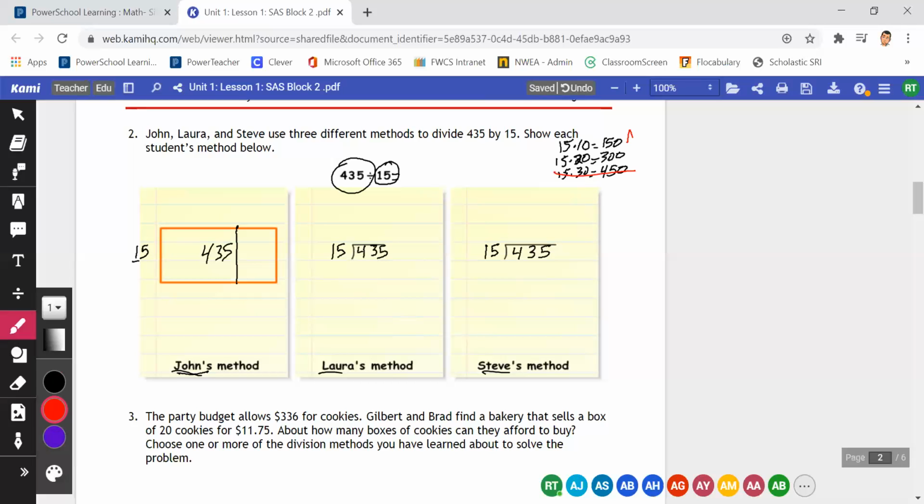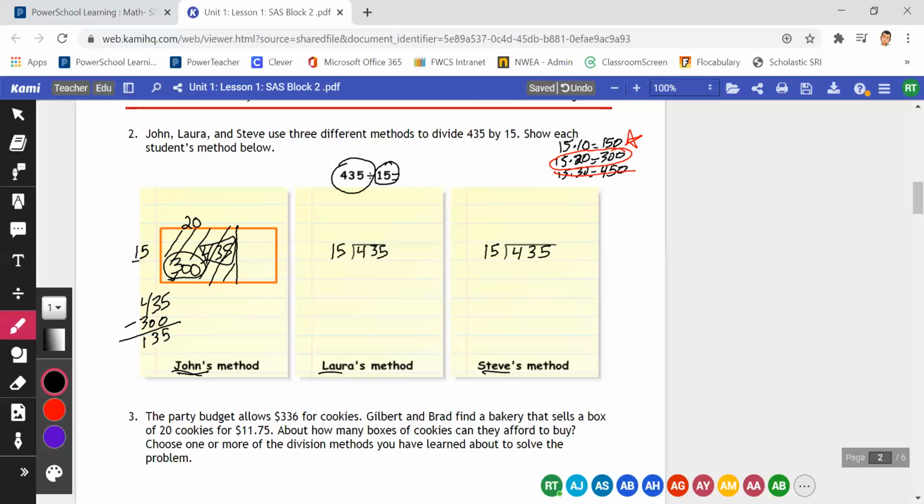This might be helpful later, but I want to focus in on my 15 times 20. So if I put 20 groups of 15 in, that's going to be 300 total for just this section in my area model, 300. So I'm going to subtract 300 from 435. So 435 minus 300. I know that 5 minus 0 is 5, 3 minus 0 is 3, 4 minus 3 is 1. So now I have my 135.